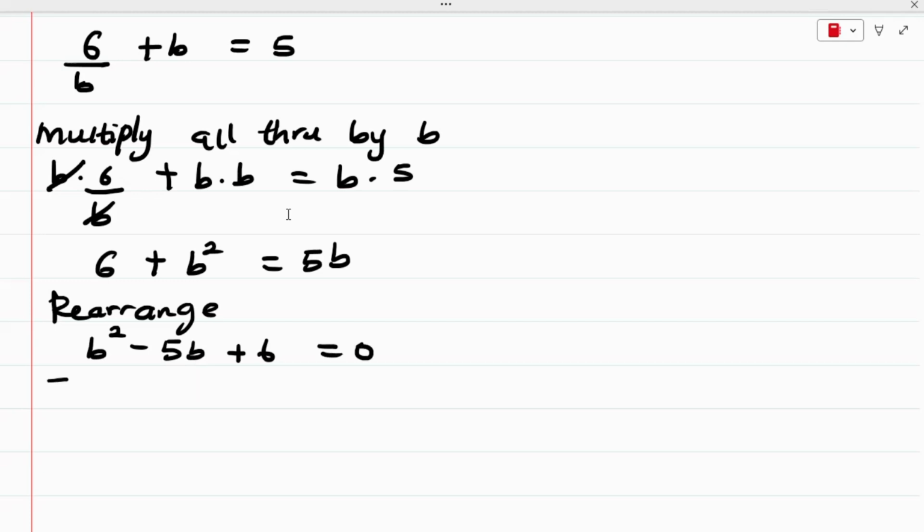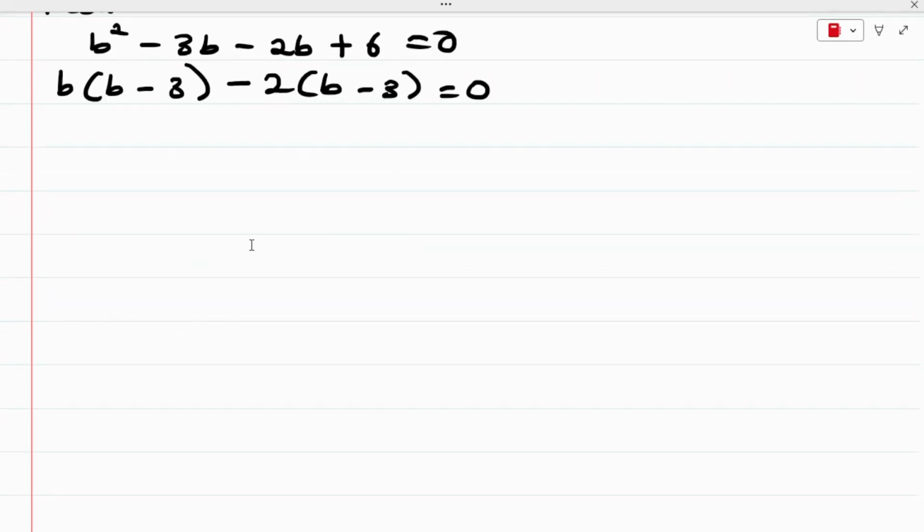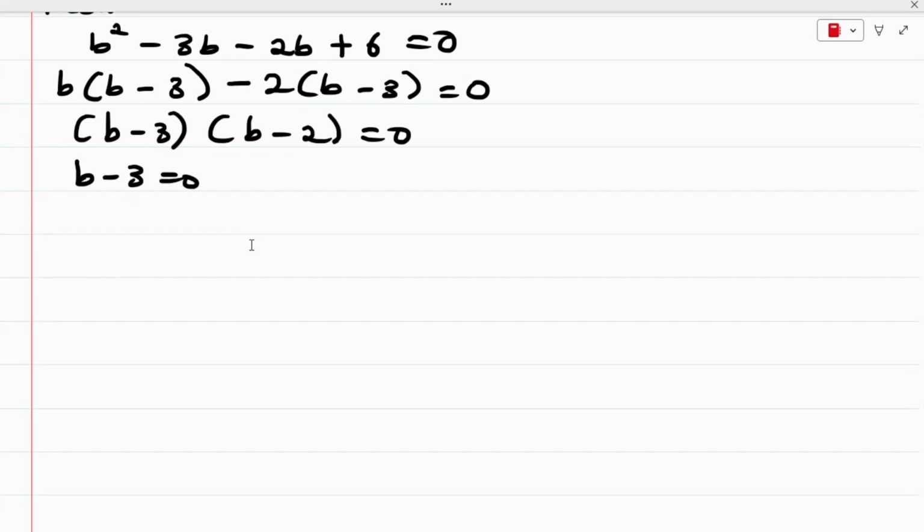Alright, so simply factorize this right here. This is going to become b squared minus 3b minus 2b plus 6 is equal to 0. So factor out, we have b into what is common here, b minus 3. We have here minus 2 into what is common, b minus 3, which is equal to 0. And from here, this is going to become b minus 3 times b minus 2 is equal to 0. So we have b minus 3 equals 0, or b minus 2 equals 0. So b is equal to 3, or b is equal to 2. So we have two values for b.